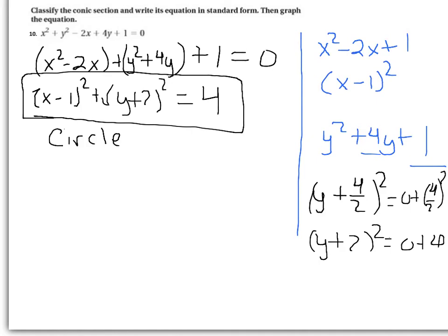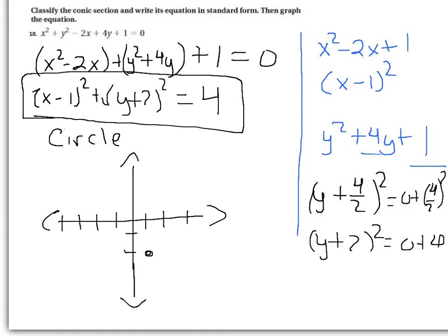And it says graph it. So the center is (1, negative 2). The radius is 2. So there's my circle. Okay, let's try another one.